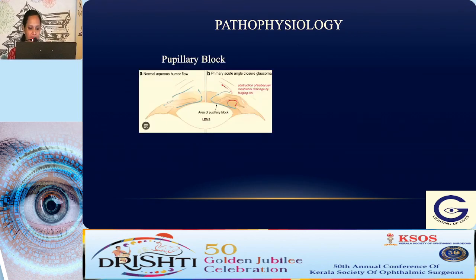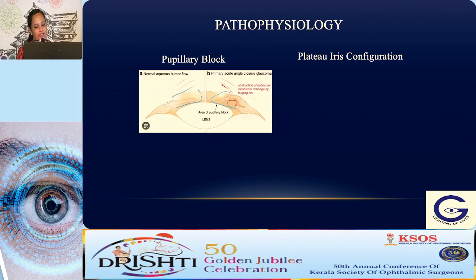What are the mechanisms involved? The first one is pupillary block. Here a functional obstruction happens at the pupillary plane between the iris and the lens. So the aqueous collects behind in the posterior chamber and the iris pushes forwards and it closes the angle.